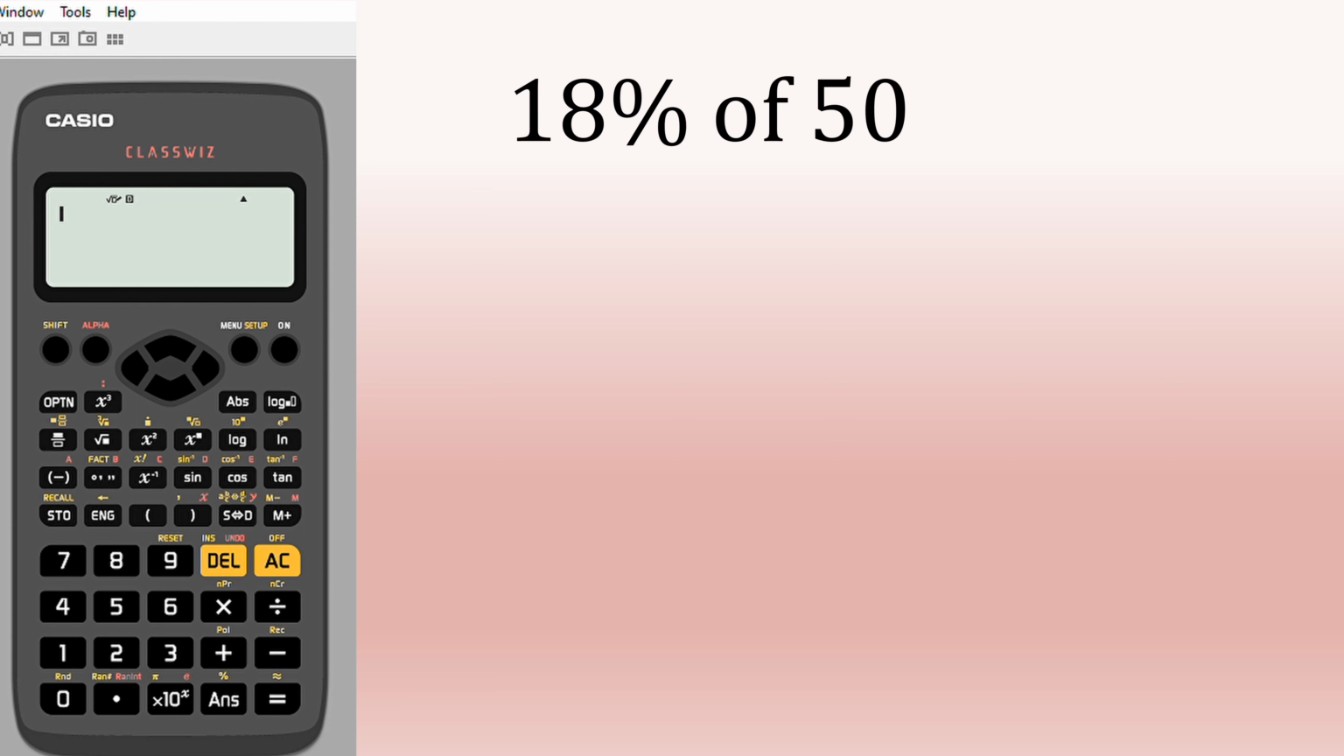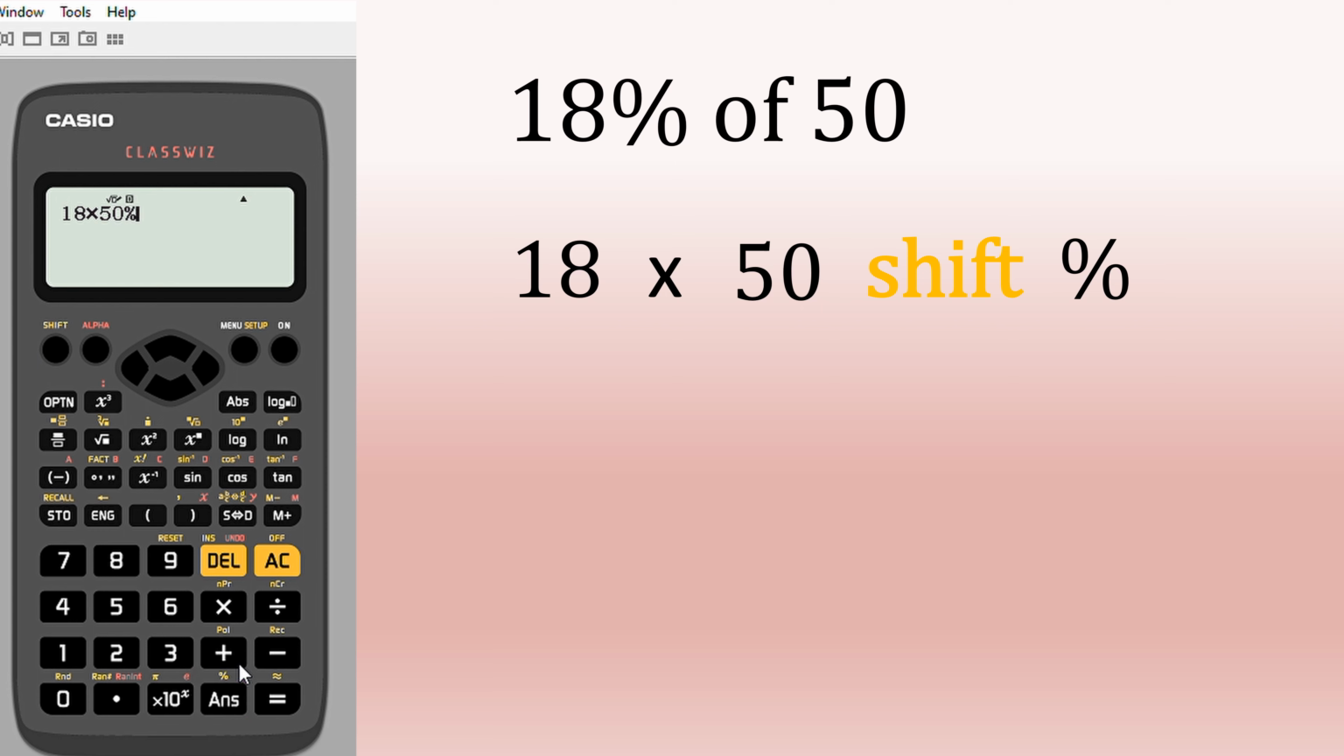Okay, we're going to do 18% of 50. Let's pop 18 in our calculator, multiply by 50, click 5, click 0, and then we press the shift and the percentage button, equals, giving us 9.